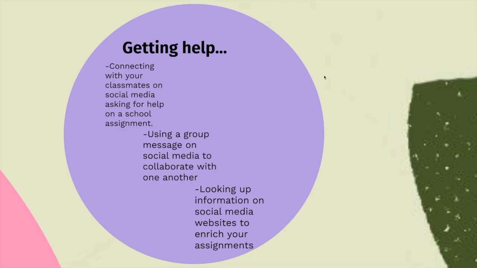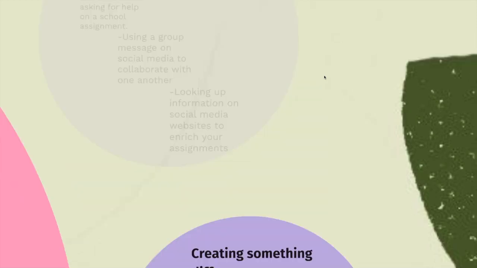Example one is connecting with your classmates on social media, asking for help on a school assignment, using a group message on social media to collaborate with one another, or even looking up information on social media websites to enrich your assignments. So getting help is definitely a good resource to use in using social media appropriately.